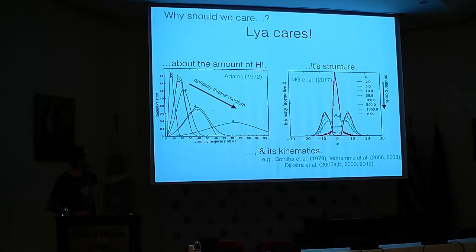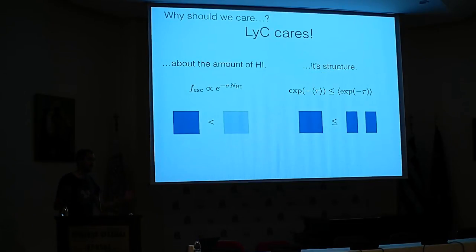You see that your spectrum changes quite dramatically. Now, some of the people here don't care about Lyman alpha, they care about Lyman continuum, but they should also care about cold gas in the CGM, because obviously Lyman continuum cares. That's super trivial. We just heard that if you have more neutral hydrogen, you get a lower escape fraction. If you stratify it more, you get on average a higher escape fraction.